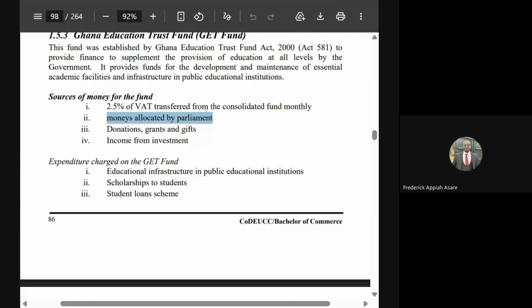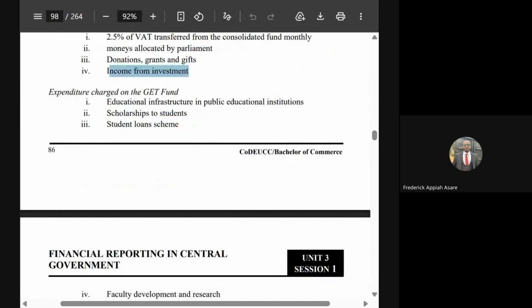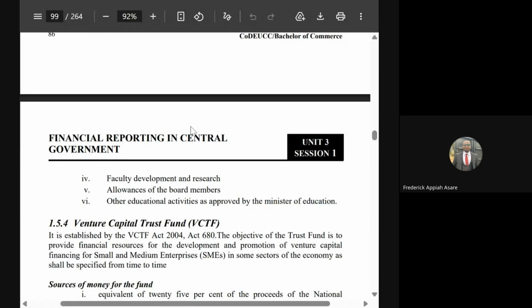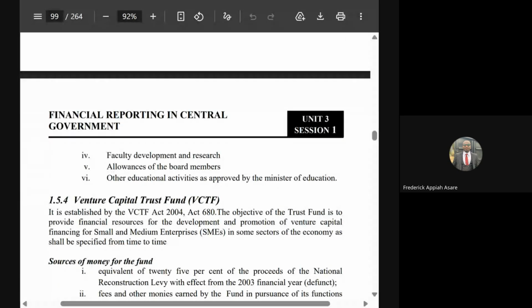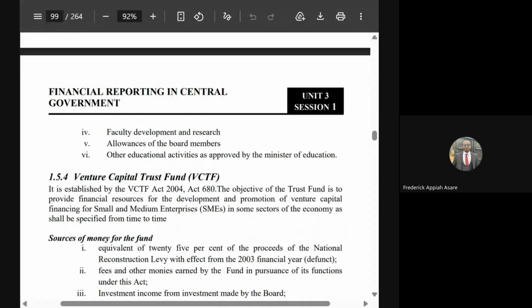So sometimes also Parliament will tell you that let's give this percentage of money to the GET Fund, donations and income from the investment. These are the sources, and usually we give scholarships to students out of the GET Fund. That's why you realize that they have the GET Fund scholarship. It's coming from this fund that they have already established. So the educational infrastructure in public educational institutions, scholarships to students, student loans and schemes. So if you pay VAT, it means obviously you must also try and enjoy some of the scholarship, but not everyone will get the chance to enjoy such policy.